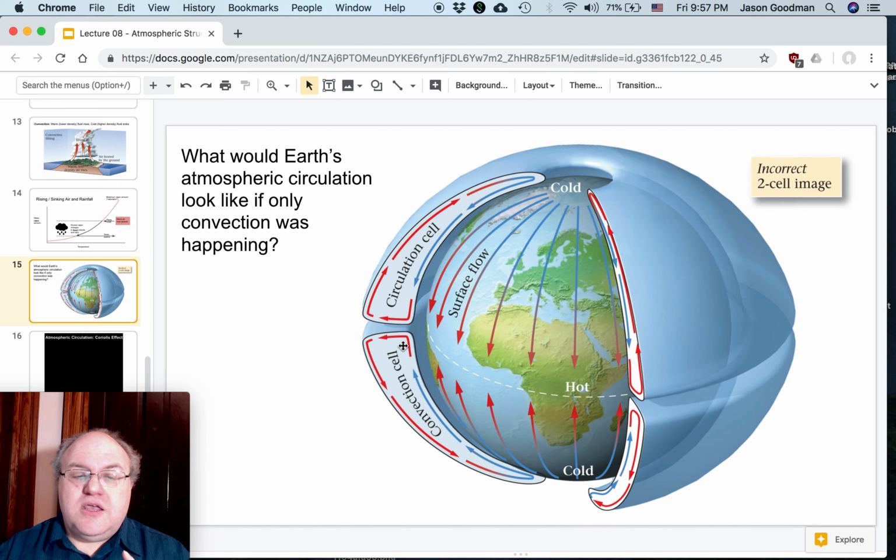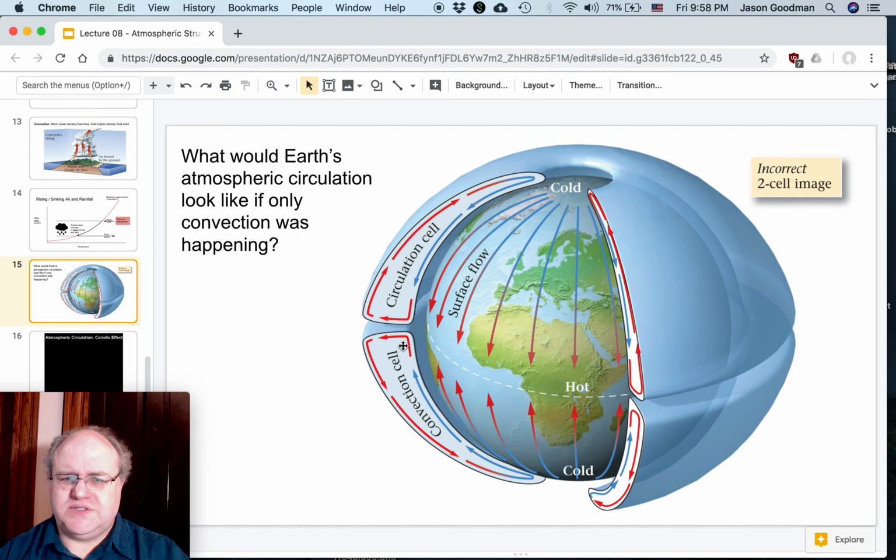All right. So once again, I want to remind you that this picture is wrong. All right. If there were only atmospheric convection and the Earth weren't turning, then this is what the picture would look like. And in fact, this is very close to the circulation of Venus's atmosphere, Venus being a planet that is almost entirely not rotating.